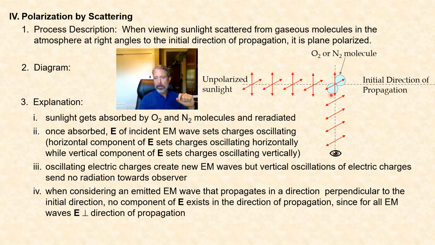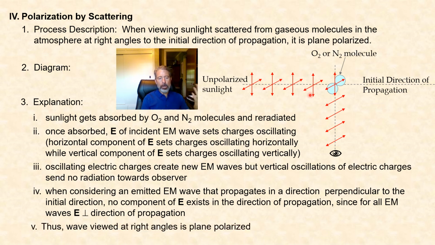So when you look at the picture here, we see that this vertical component of the electric field cannot exist in the direction of propagation, in which case we can say when viewed at this angle, only this horizontal component, which is perpendicular to the direction of propagation, can exist. So in this sense, our beam of unpolarized light becomes polarized when viewed at this angle. When viewed at right angles, this sunlight that gets scattered by these molecules in the atmosphere becomes plane polarized.